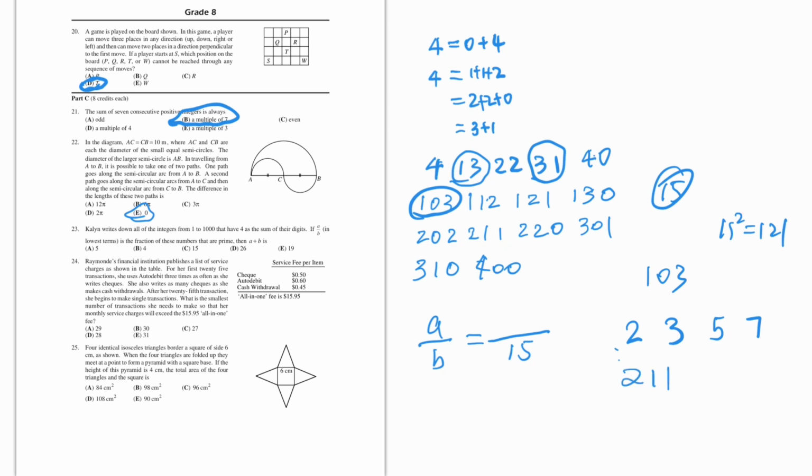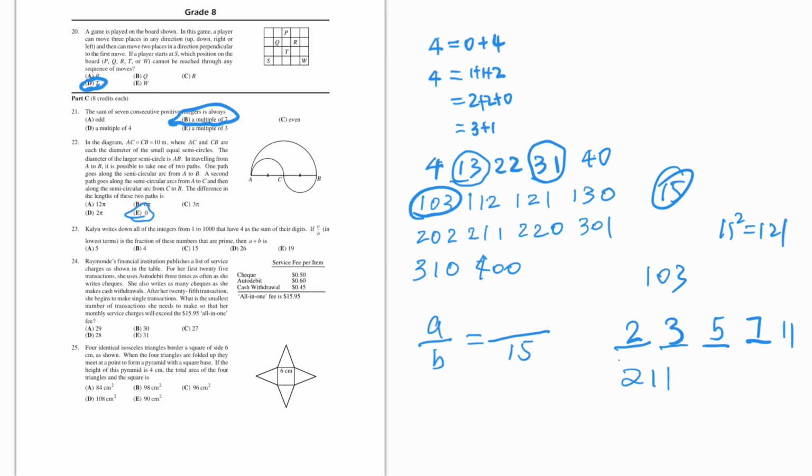211 cannot be divisible by 2. The sum of the digits is 4, so it is not divisible by 3. Not divisible by 5, the ones digit is 1, and not divisible by 7. And 11, it's not divisible by 11.